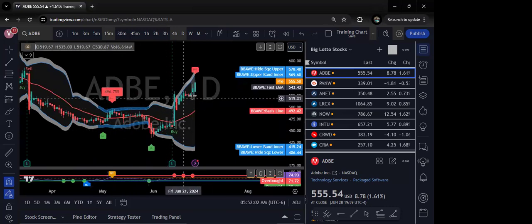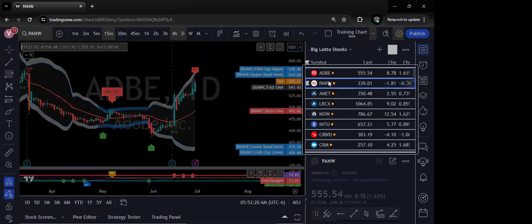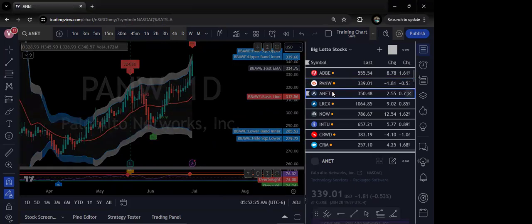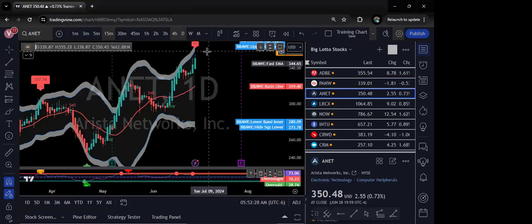So basically, you want the band to look like this. Any stock you're looking at, you want the band to be wide apart, from the upper band to the lower band. It's not a squeeze. So this one was a squeeze, and then the band started widening. Any stock that has a wide band means that is a stock that has been trending up or trending down for a while.